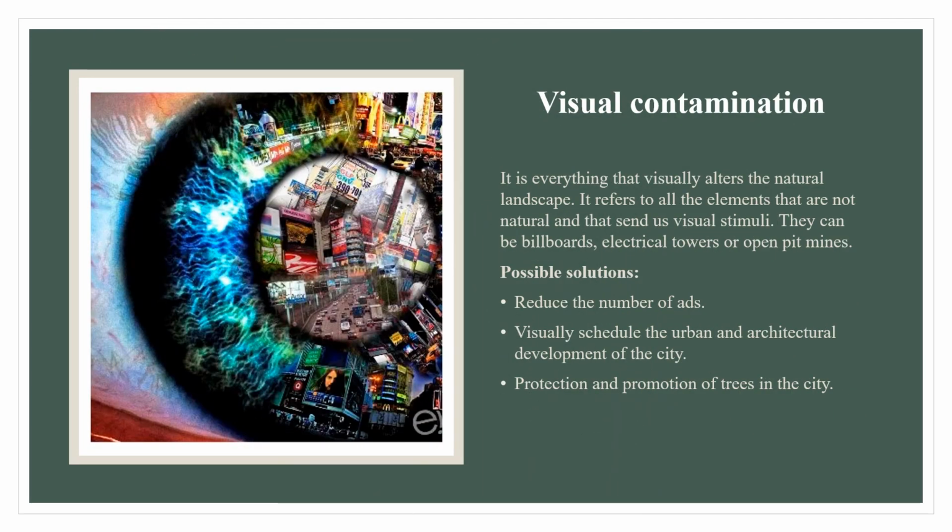Visual contamination. It is everything that visually alters the natural landscape. It refers to all the elements that are not natural and that use visual stimuli. They can be billboards, electrical towers, or open pit mines. Possible solutions: reduce the number of ads, visually improve the urban and architectural development of the city, and protection and promotion of trees in the city.